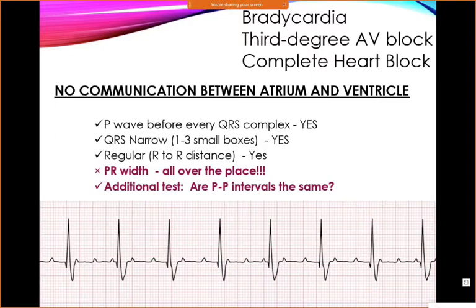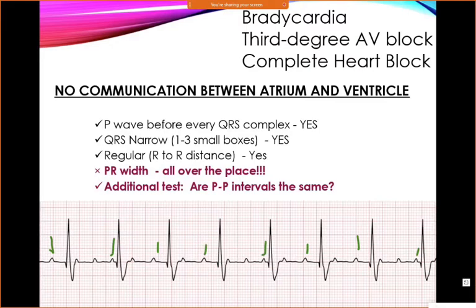Something's wrong. Let's go through our criteria. A P before every QRS. So let's check that. Yep, there it is. Yep, there it is. Yep, there it is. Yep, there it is. I'm getting P's before every QRS. Check, check, check. Okay. Is our QRS narrow and normal?